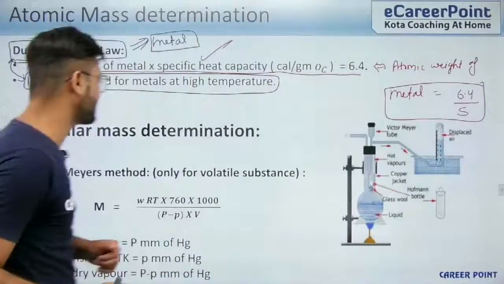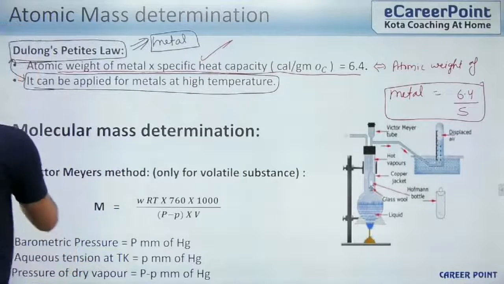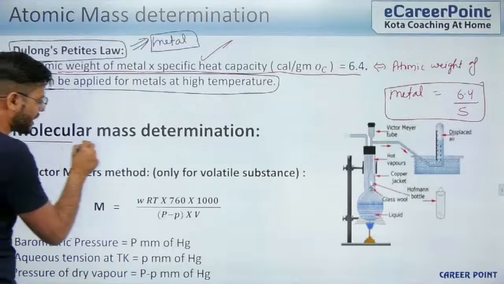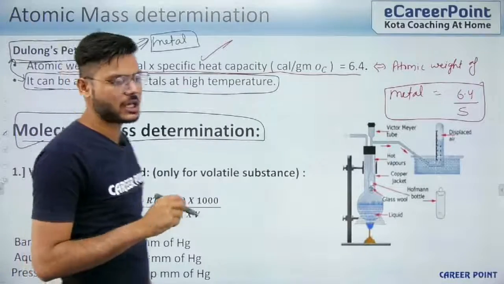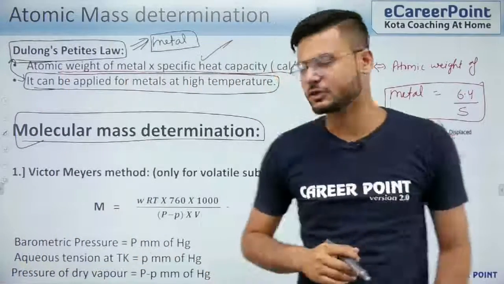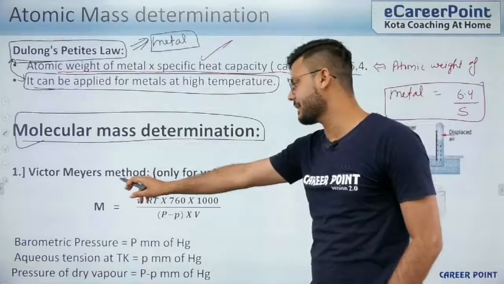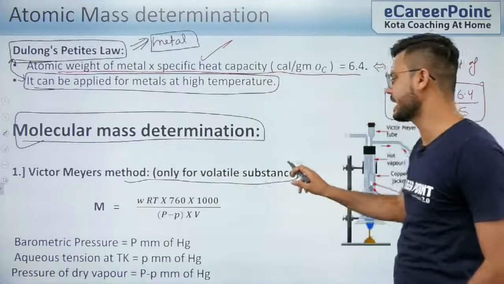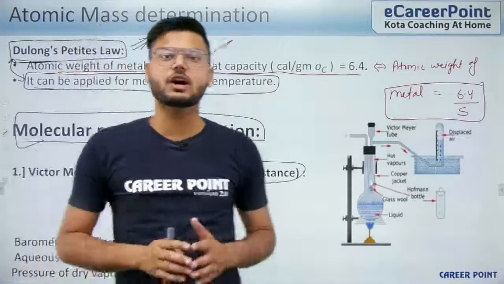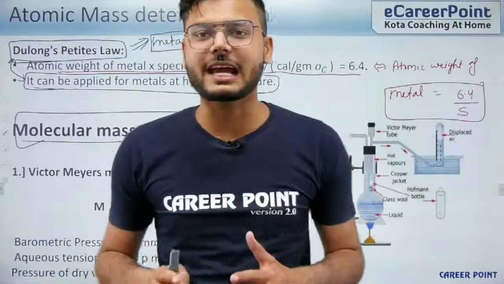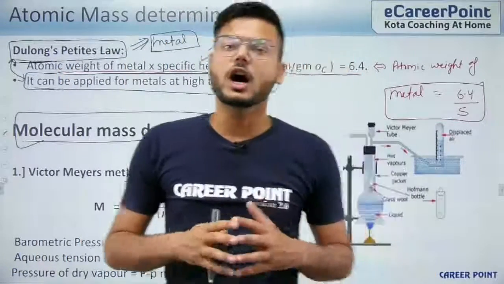And there are other methods for molecular mass determination. How to calculate the molecular mass experimentally? The method is Victor Meyer's method, only for volatile substances. Victor Meyer method is valid only for volatile substances. Now how will you calculate?